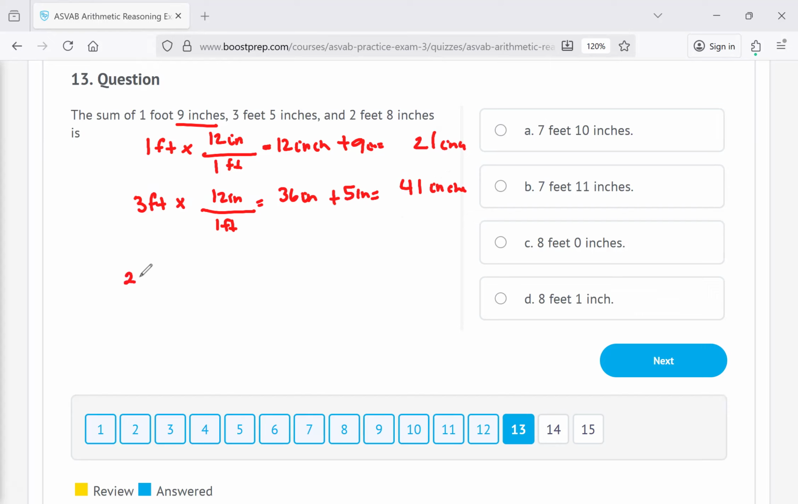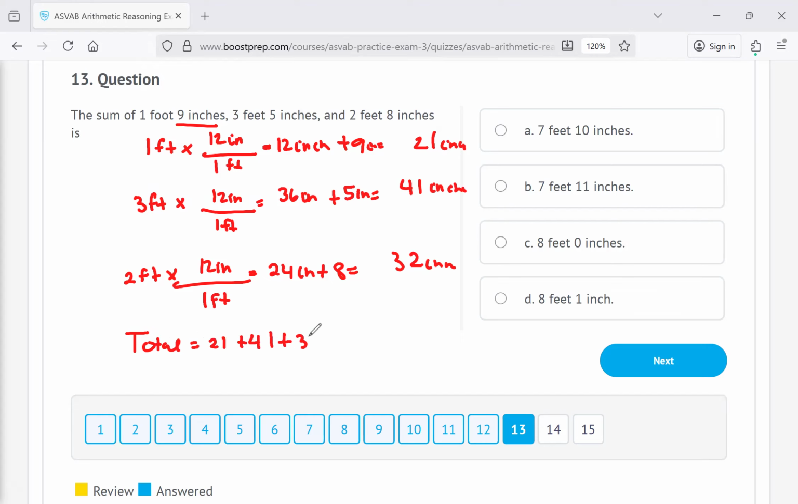And then the next one is 2 feet. We know that 1 foot is 12 inches. So this would be 12 times 2 is 24, plus 8, so that would be 32 inches. So the total amount would be 21 plus 41 plus 32, which is 94 inches.